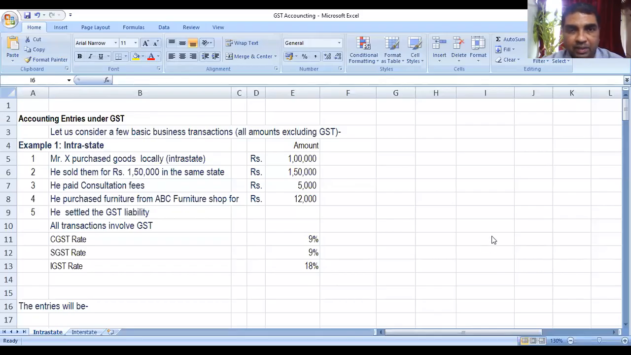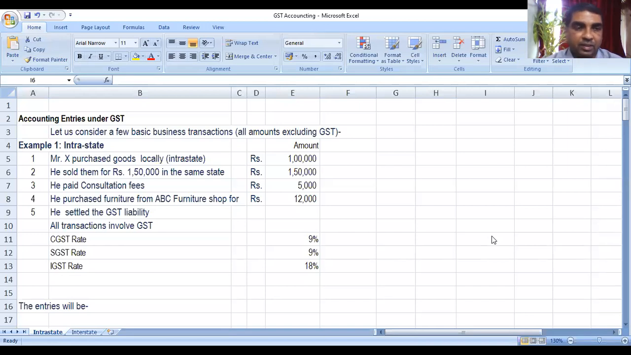Okay, am I audible to you? Yes, sir. Okay. Thank you. I am going for screen sharing. First, let us quickly recapitulate what we have learned, what kind of entries we have done in your previous class. Give me a minute, I will be sharing that screen. I think this Excel file is visible to you. Excel file is visible. Screen is visible.